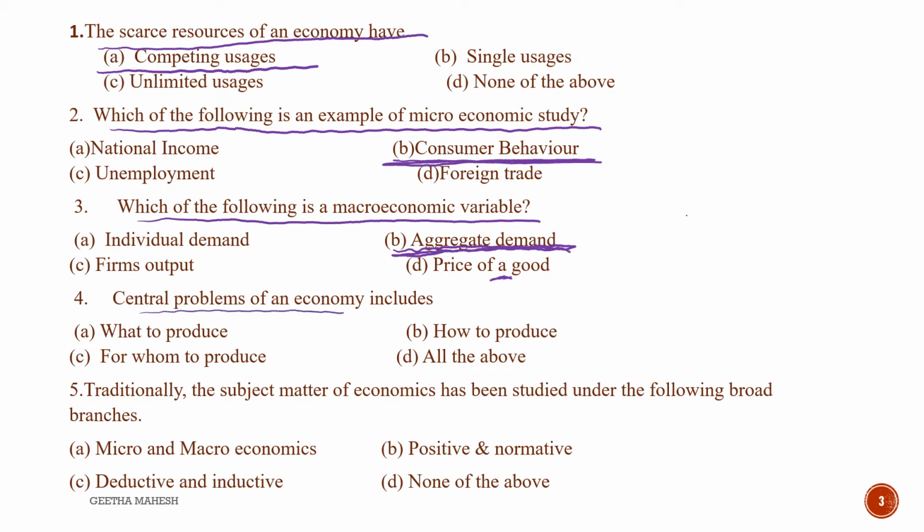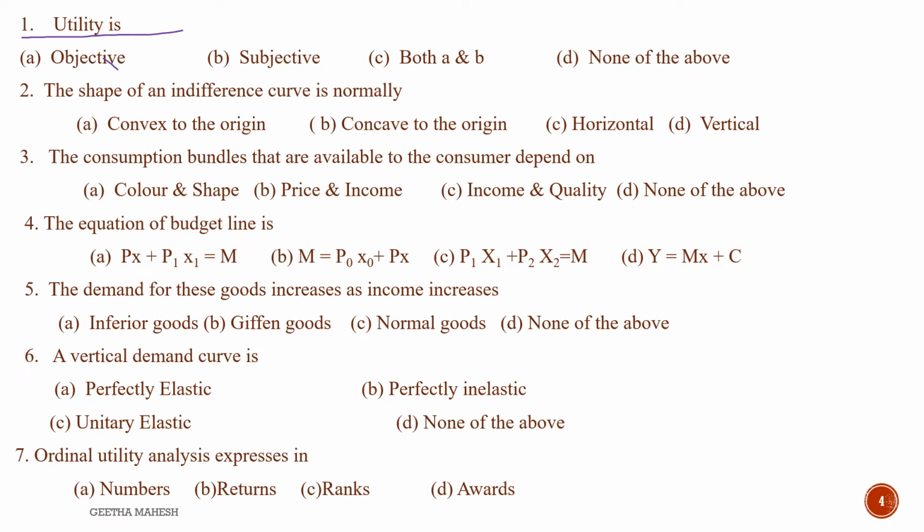Central problems of an economy includes what to produce, how to produce, for whom to produce. Yes, all 3 are included under central problems of the economy. So all of the above. Traditionally, the subject matter of economics has been studied under the following broad branches: micro and macroeconomics, positive and normative economics, deductive and inductive, none of the above. So the right answer is micro and macroeconomics.